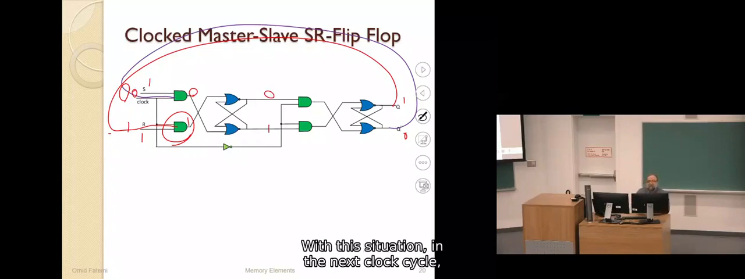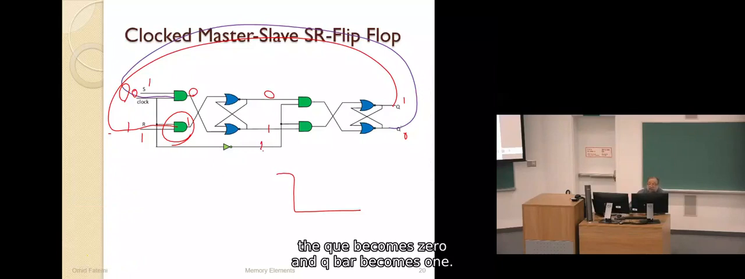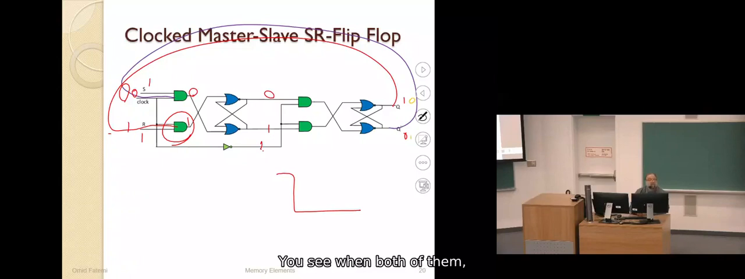And in the next clock cycle, in the next half of the clock cycle, when clock becomes 1, then it goes outside. So the Q becomes 0 and Q bar becomes 1. You see, when both of them, J and K, are 1, then Q changes from 1 to 0. Now let's look at this. Q is 0, Q bar is 1.